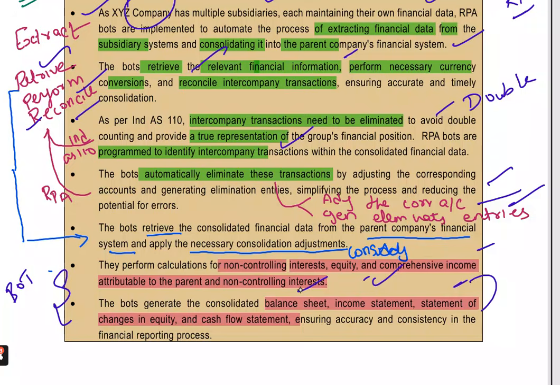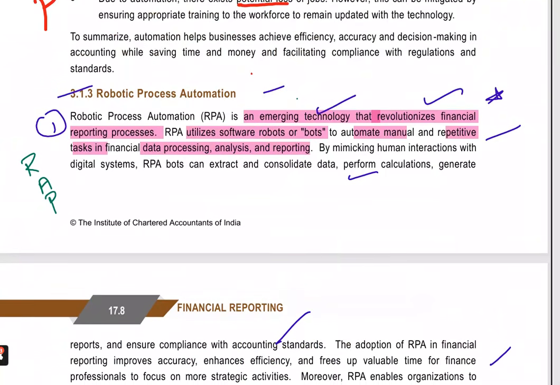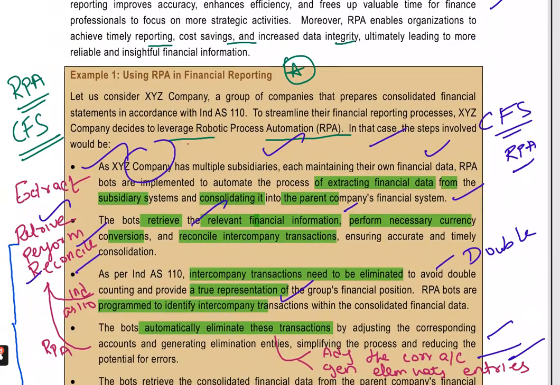Once the calculation is done, the four components, the balance sheet, income statement, statement of changes in equity, and cash flow statement, will be prepared. It will generate them. So this is how your robotic process automation works. I feel this is one such important question you have to remember.